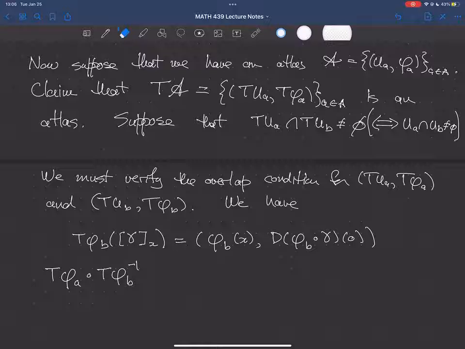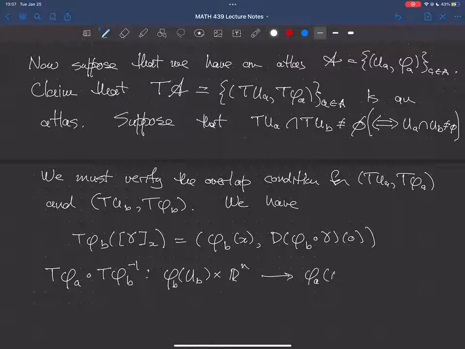Okay, and so what's this going to do? Well, first let's identify where this is a map to and from. So this is going to be a map from phi B of UB cross Rn into phi A of UA cross Rn. That's what overlap maps do.